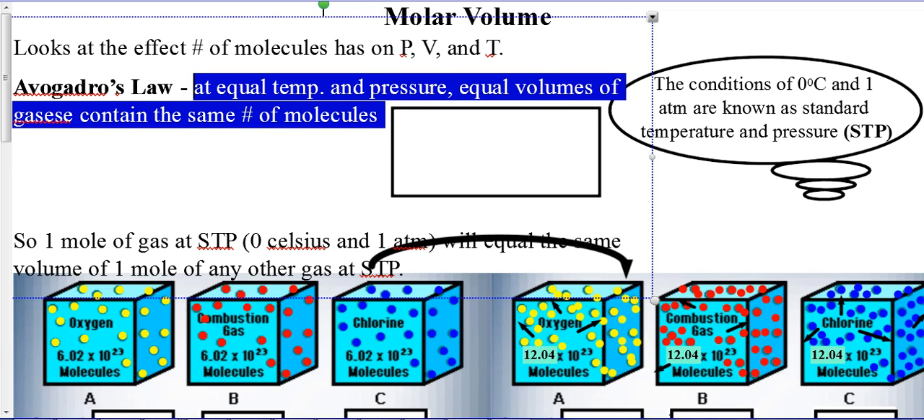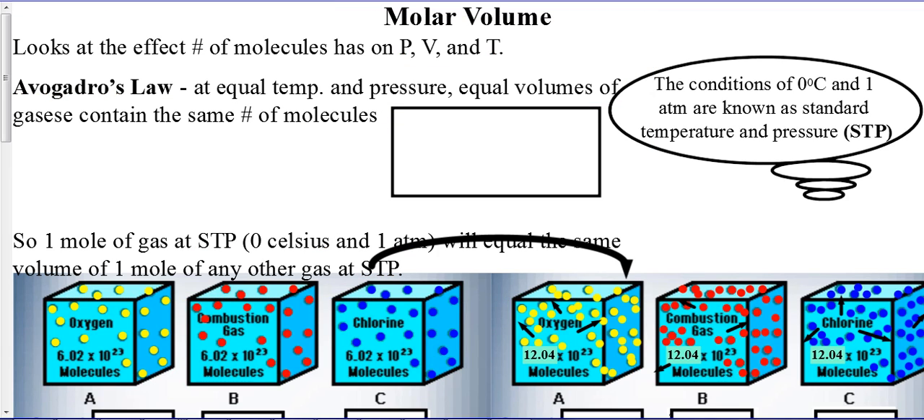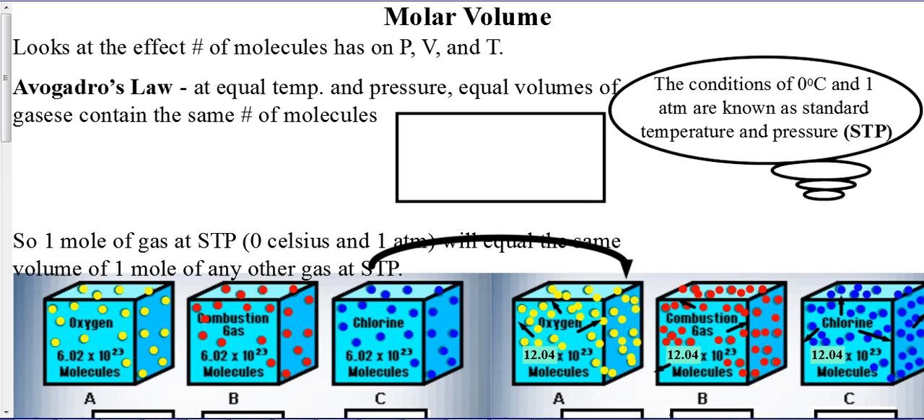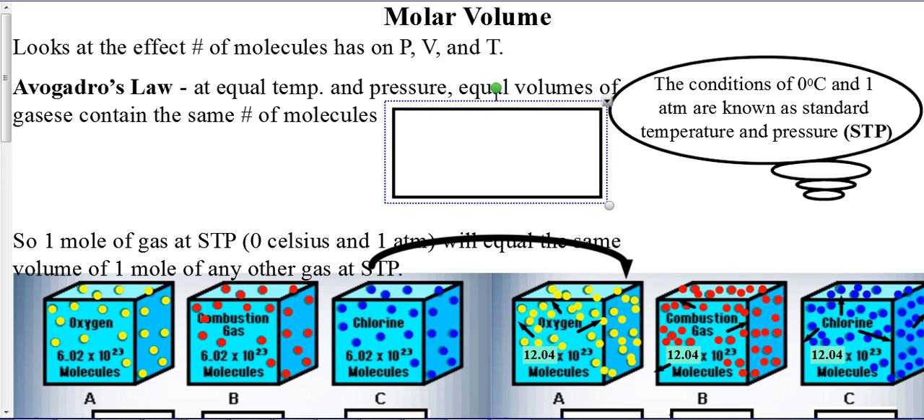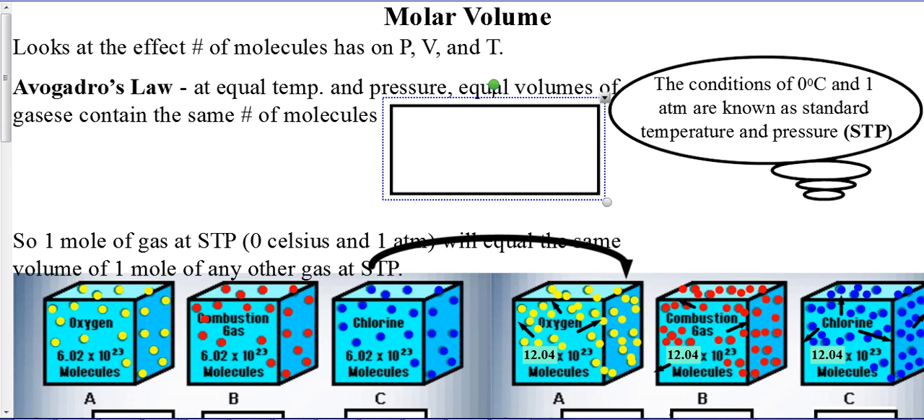Unbolt. There we go. So, if we put this into a quantitative formula, it would be N1 over V1 equals N2 over V2.